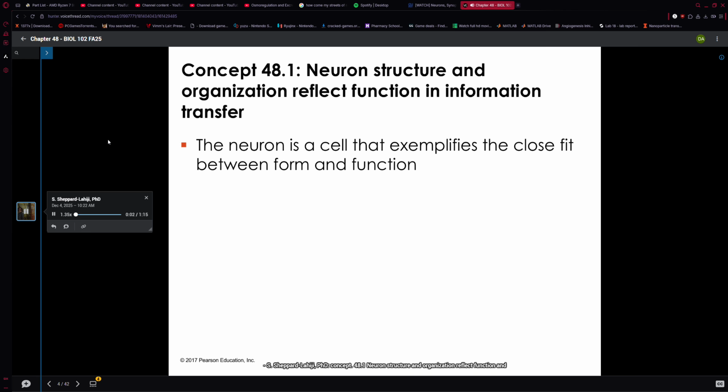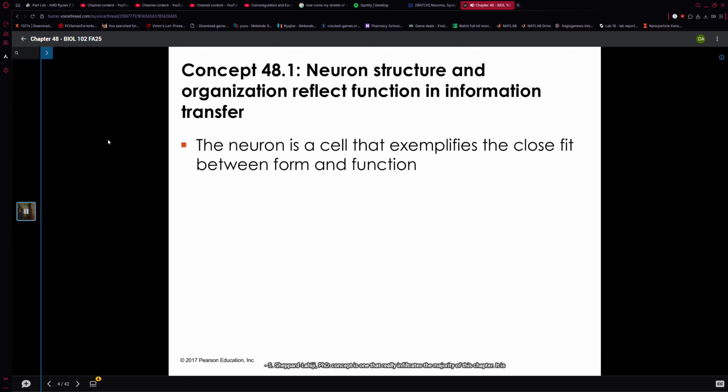Concept 48.1, neuron structure and organization reflect function and information transfer. This is just an extended way of thinking about the relationship between form and function, and the neuron provides an example of that. Now, while this concept is compartmentalized within Module 1, it's definitely something that you want to continue to consider as we go through ideas like propagation of a signal, being able to transmit that information along the length of an axon. Why does the form of the neuron help to facilitate that process? How could manipulation of its form have an impact on its function? Where do we see changes with respect to the organization of the neuron and the role that it's meant to play? So that's really what the idea is behind concept 48.1.